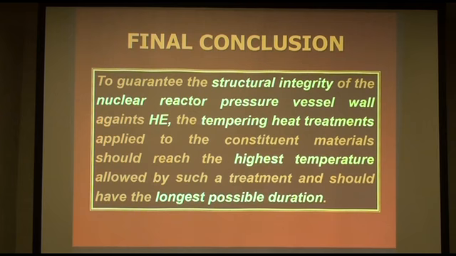And that's all, I think. A final meta-conclusion, a conclusion after the conclusion: to guarantee the structural integrity of the nuclear reactor pressure vessel wall against hydrogen embrittlement, the tempering heat treatments applied to the constituent materials should reach the highest temperature allowed by such a treatment, and especially should have the longest possible duration. And that's all. Thank you very much for your kind attention.